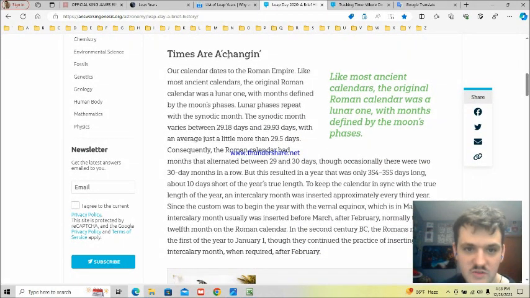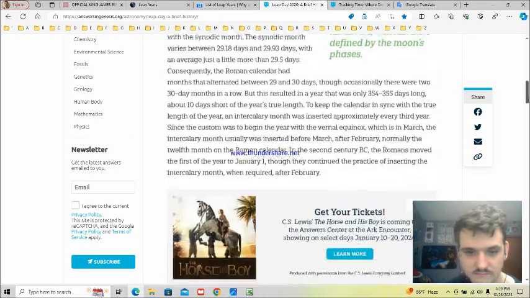Times are changing. Our calendar dates back to the Roman Empire. The most ancient calendars, like the Roman calendar, were lunar, with months defined by moon phases. The lunar phases repeat with a synodic month, which varies between 29.18 days and 29.93 days, with the average at 29.5 days. Consequently, the Roman calendar has months of 29 and 30 days, with two 30-day months in a row, and it's only 365 days long.